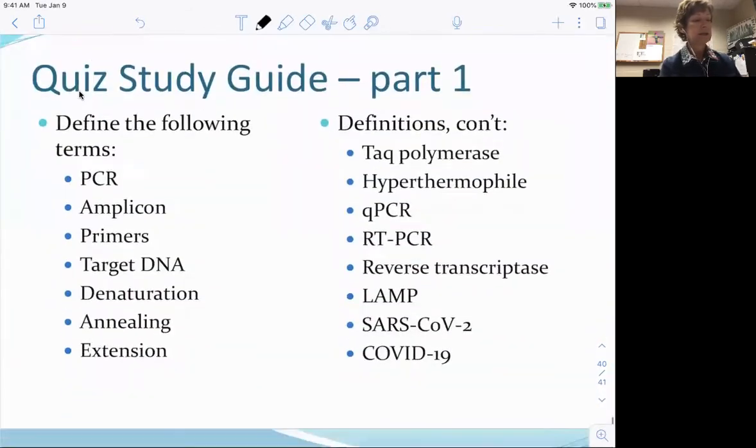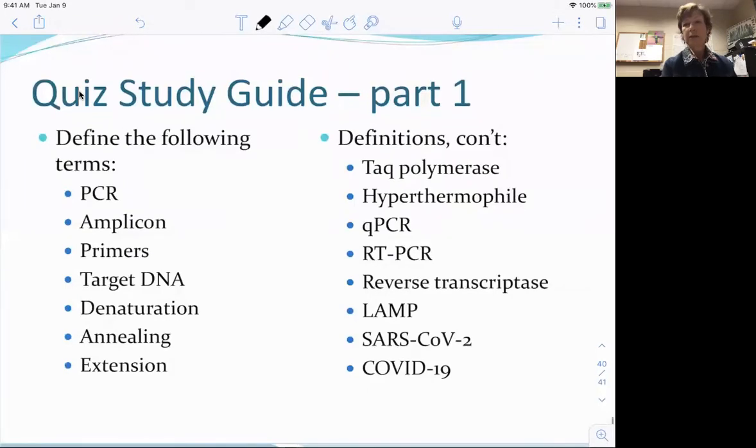And then some things to get out of this chapter and things to put on the quiz for this week. Of course, what does PCR mean? What is an amplicon? What are the primers used in PCR? What is the target DNA? Where does that come from? What are the steps in PCR? So what is the denaturation step and how high does it have to be? What's the annealing step? What are some things that determine when things are annealed? What's the extension step? What is Taq polymerase?